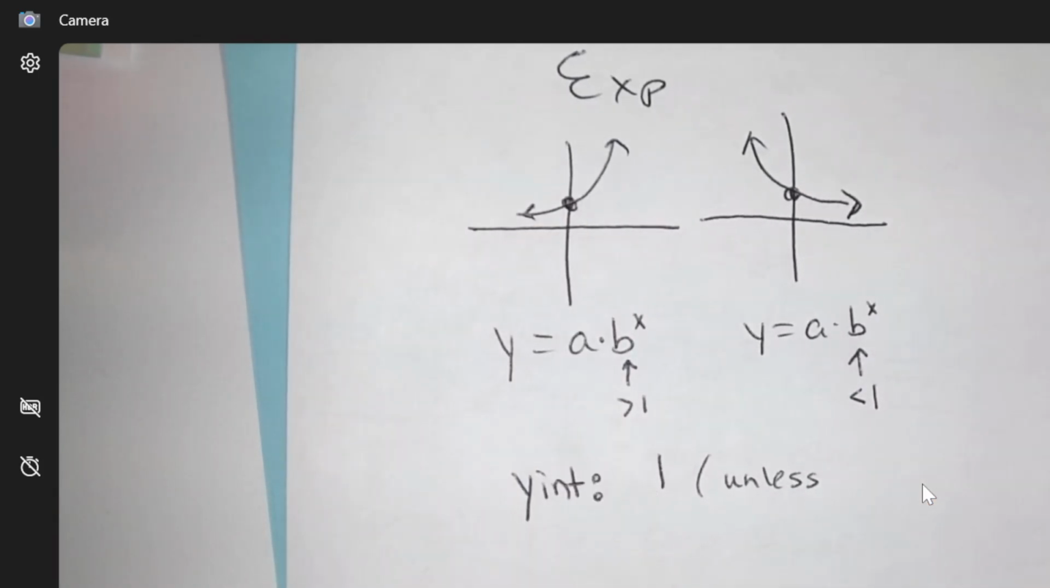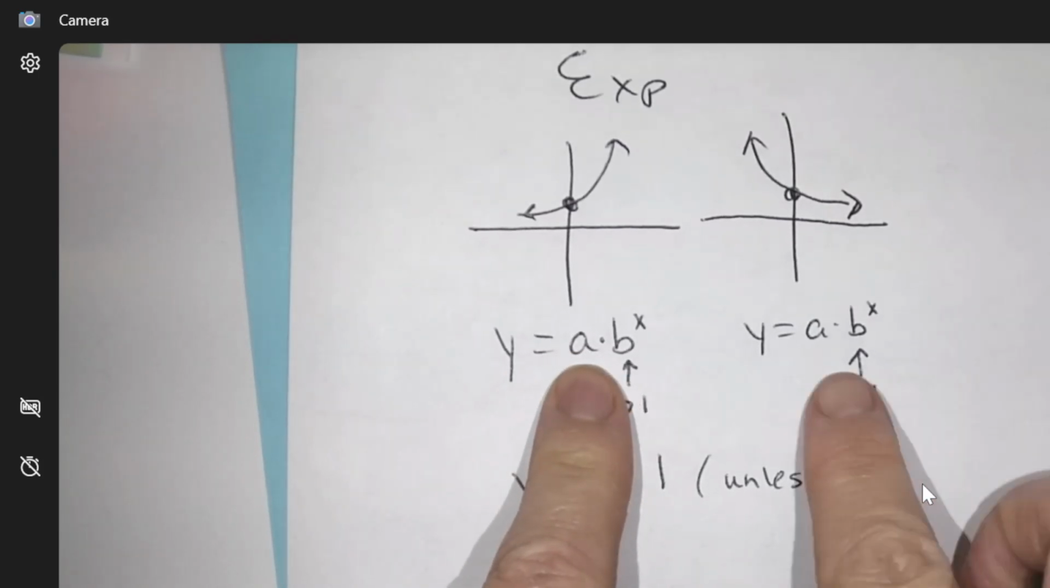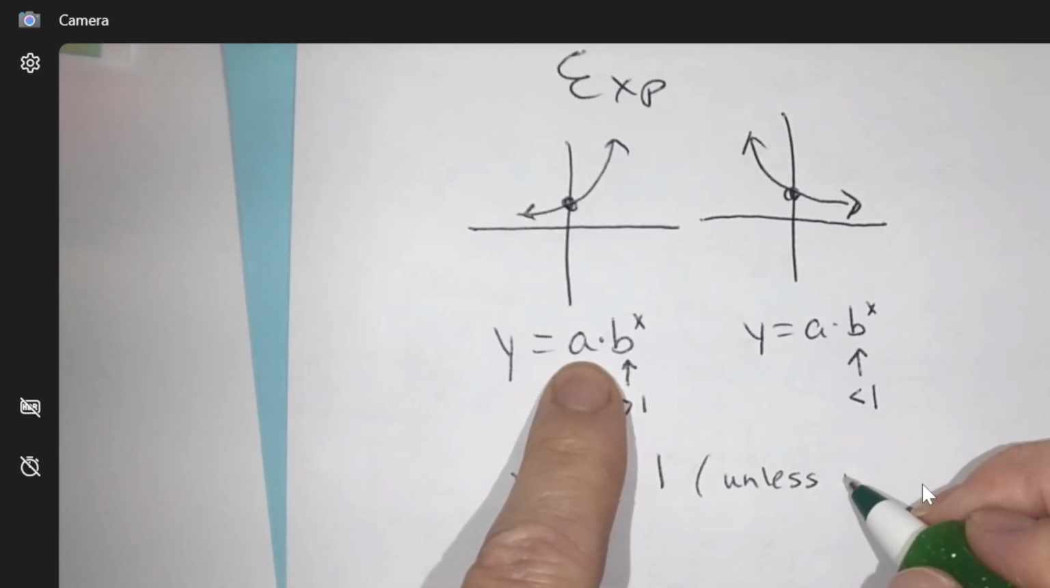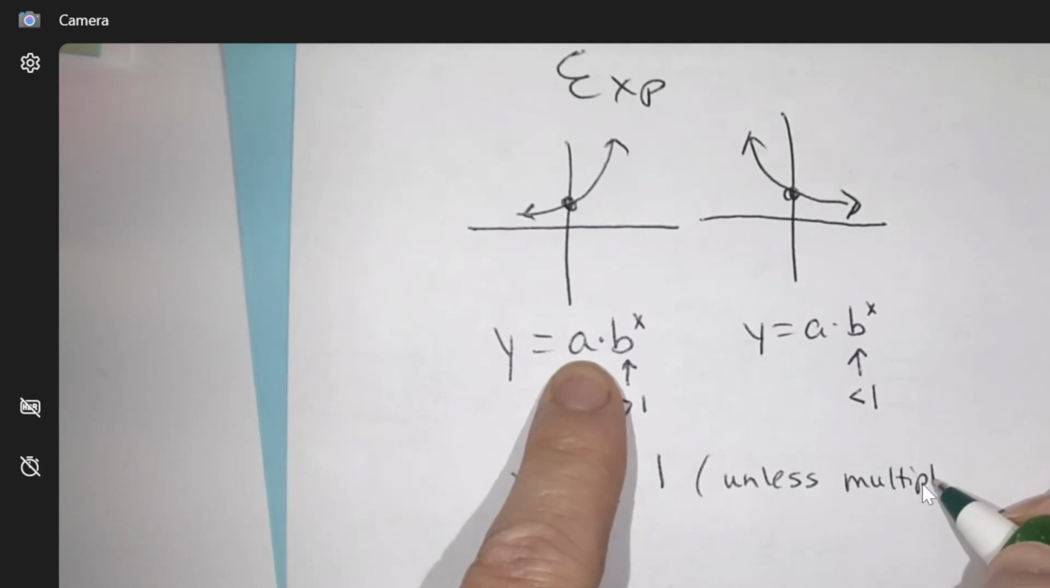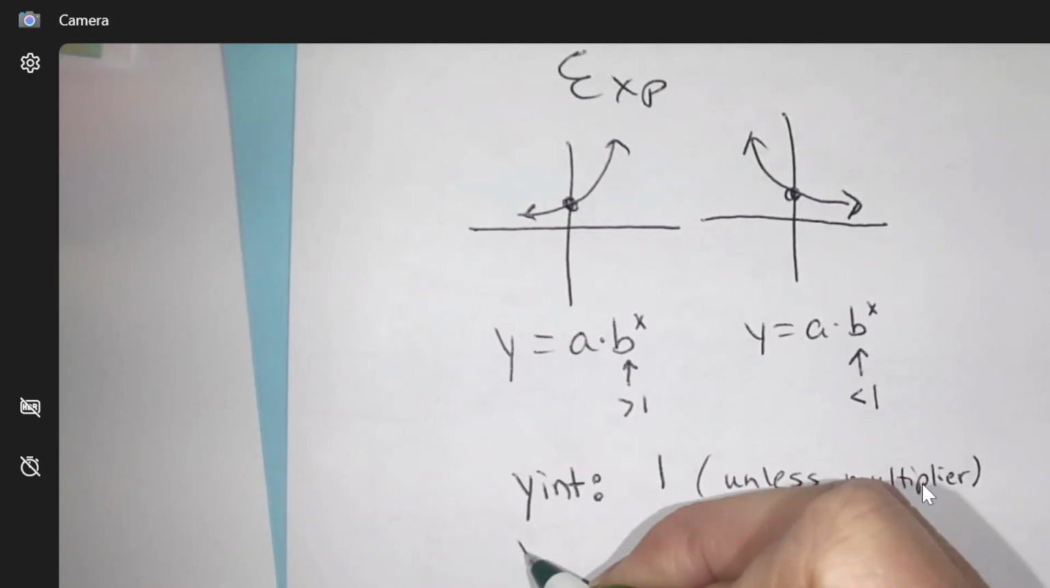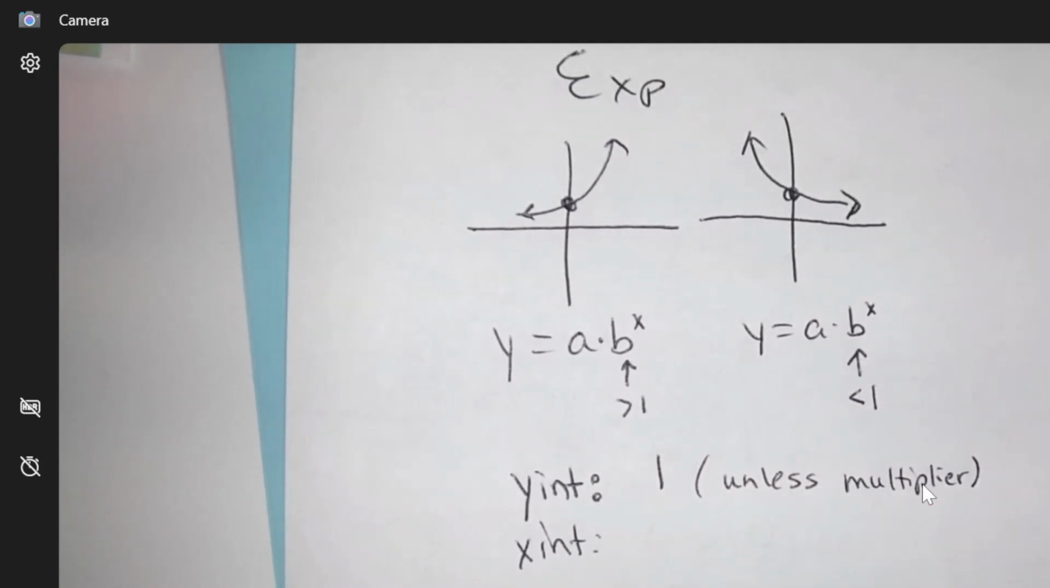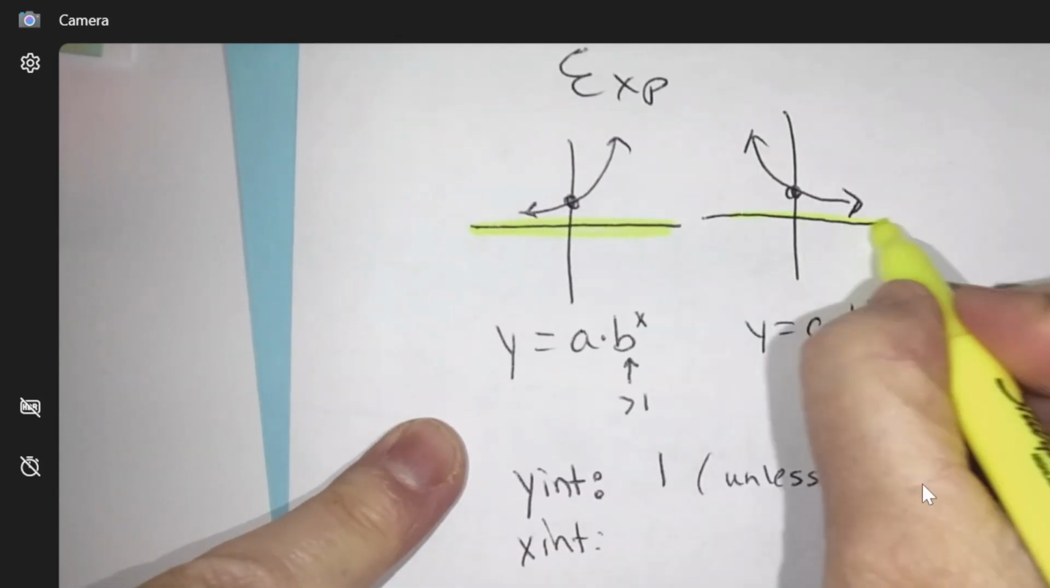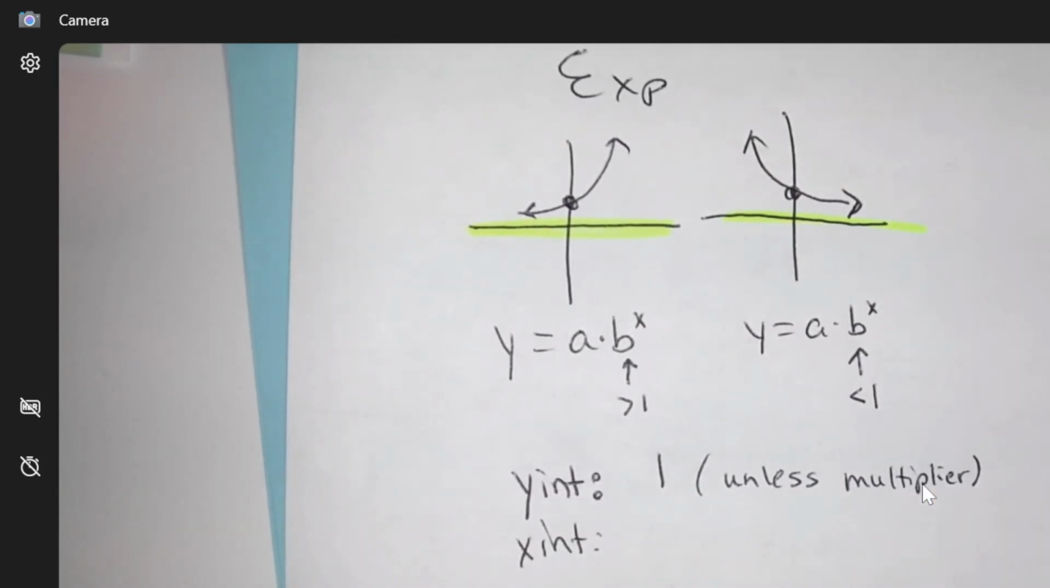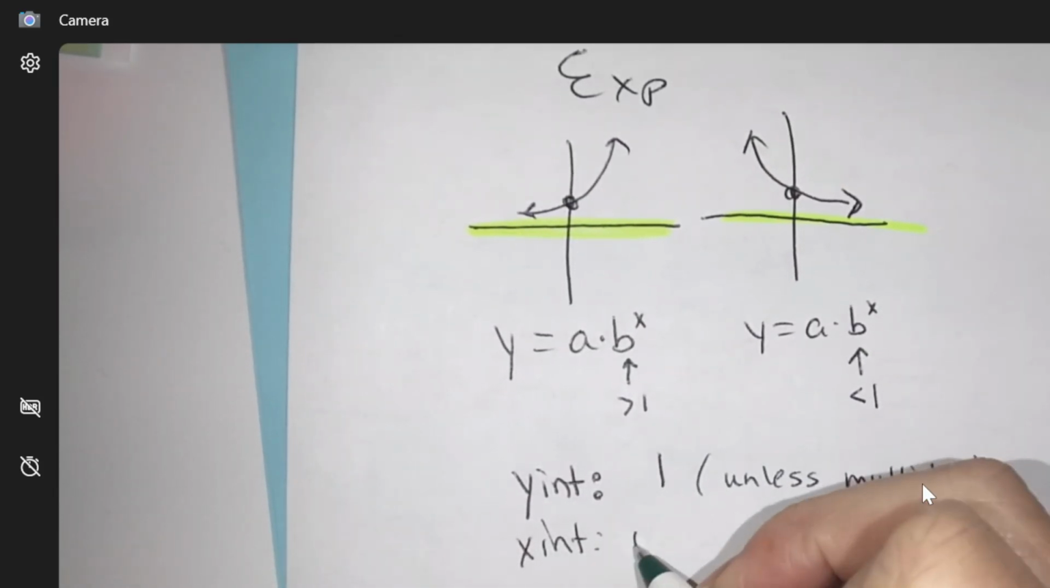Unless this could change if there is a multiplier. What about x-intercepts on these? None. Because there's an asymptote, so there's none.